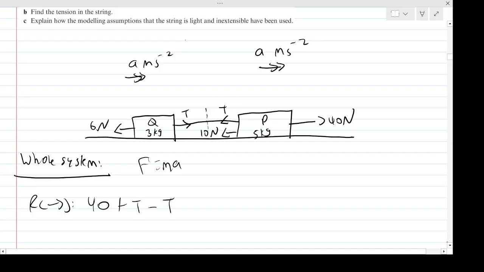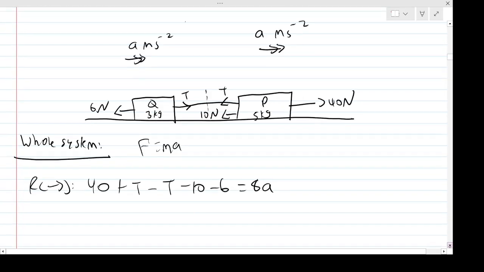That's coming from P. Take away this 10 newtons, and also this 6 newtons going that way as well. Okay, so that's all the backwards forces. That's the overall. So that equals mass times acceleration. Well, the mass, if it's combined together, means we need to add the masses. So 3 and 5 is 8. So 8 times the acceleration, which is A. So 8A. Again, the beauty here is the T's cancel, so we don't need to consider tension here.